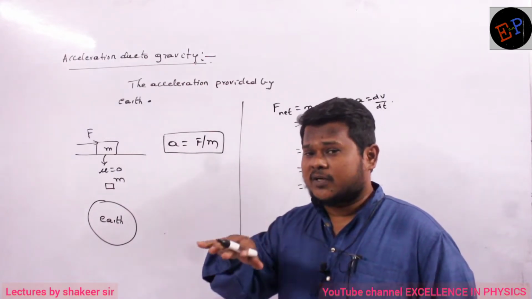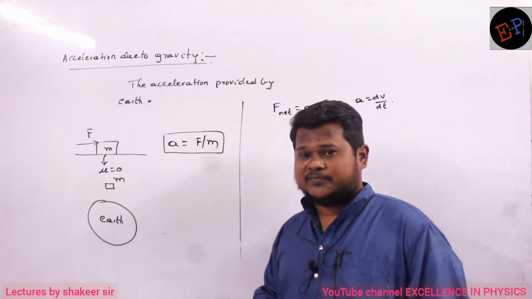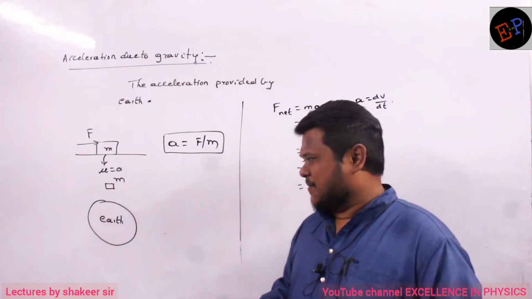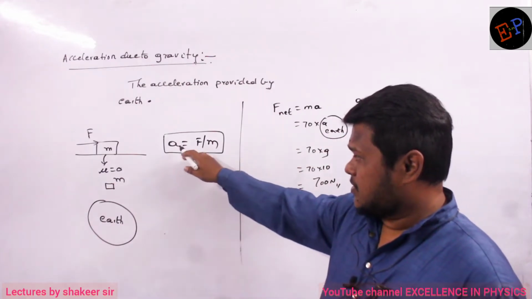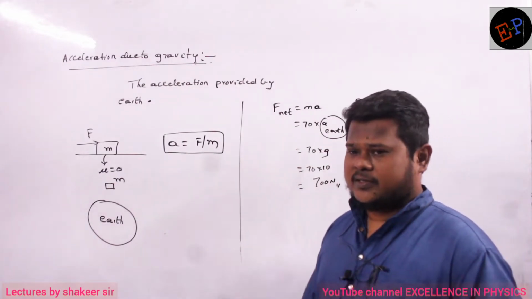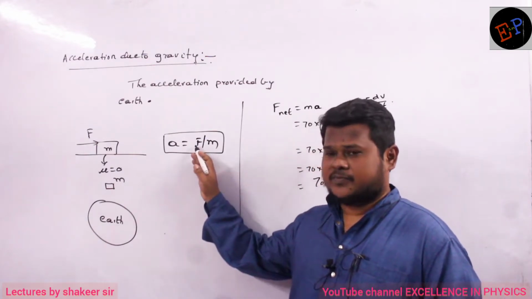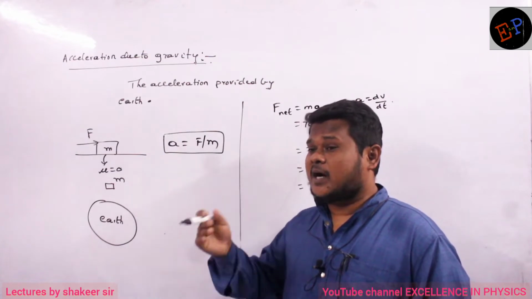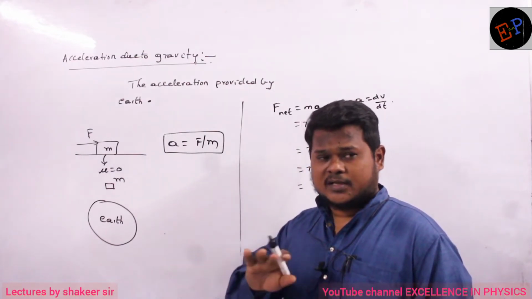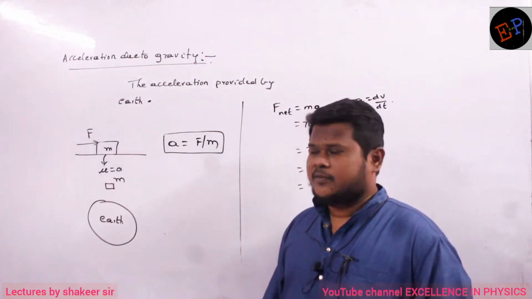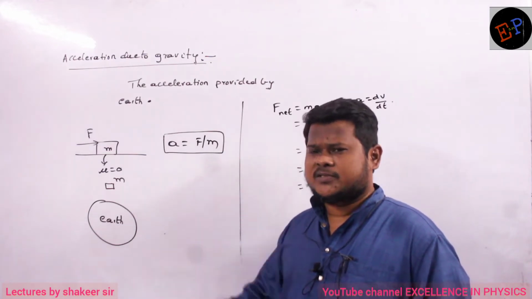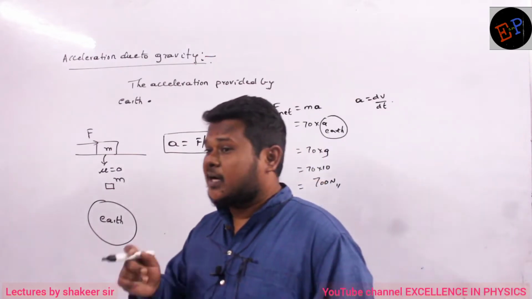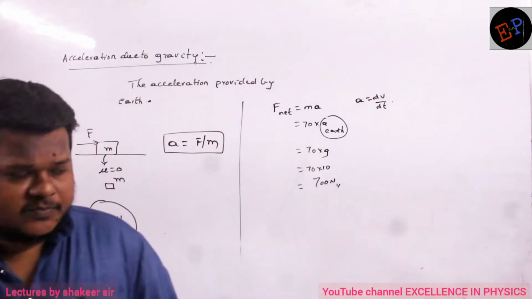But in the case of Earth and other planets, the acceleration is always a constant. Force changes. Mass may also change. But the acceleration provided by Earth is always a constant, and it is always equal to 9.8. Whereas in the case of linear motion, it changes. Cars travel with different accelerations. But the acceleration given by Earth is always a constant. Why is it a constant?